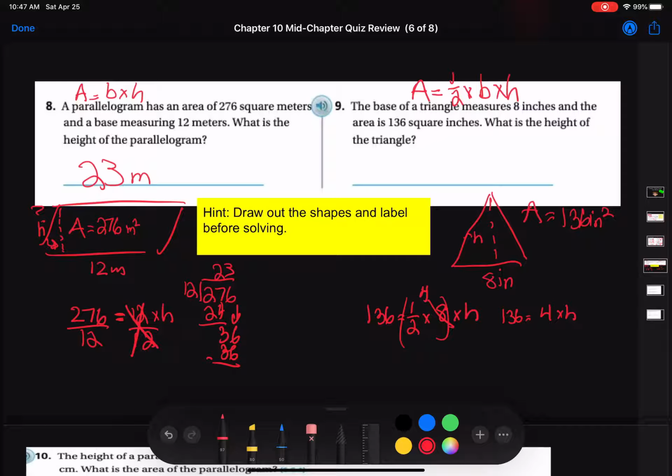So you have a multiplication equation here, which means you need to use the opposite of multiplication to solve it. So you're going to divide. You're going to divide both sides by 4. Okay, so I need you to figure out how many times 4 can go into 136. So 4 into 13 goes 3 times, because that's 12. And then 4 into 16 is 4 times. That means that our height is 34 inches.